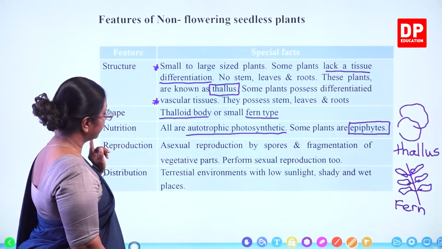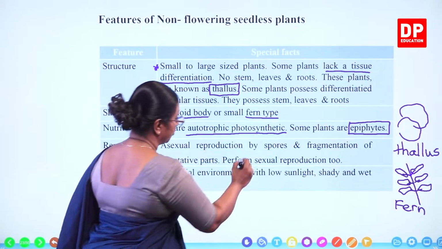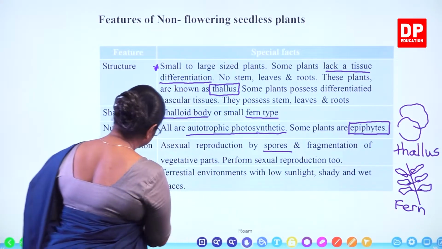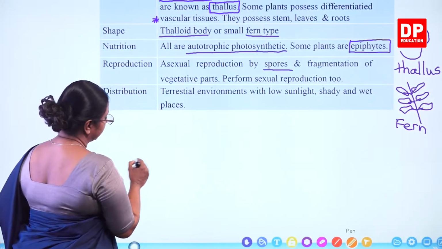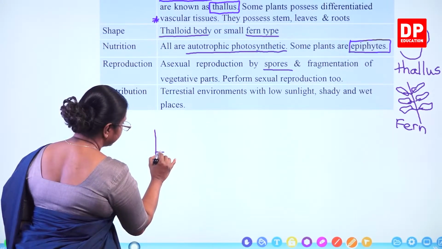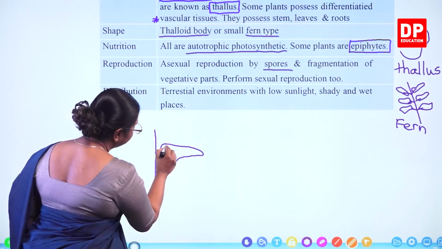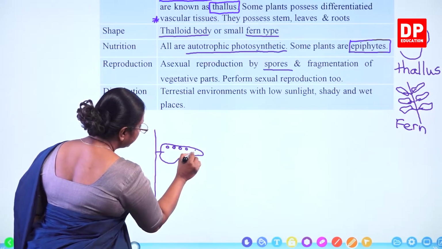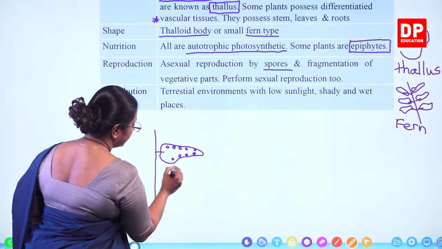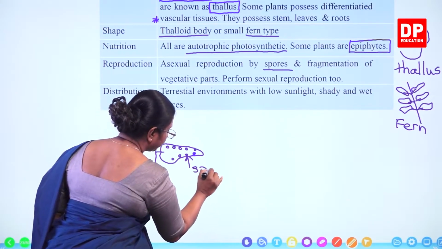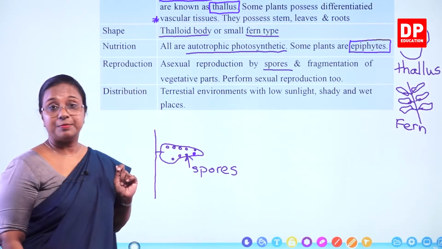Then if we look at reproduction, they can undergo asexual reproduction by spores. When I say spores, you can remember the Nephrolepis plant. Now Nephrolepis, the leaf, it's here. This part is the leaf. At the back of the leaf, you can see these dark brown or black spherical structures. Those are the spores. And those spores are involved in asexual reproduction.